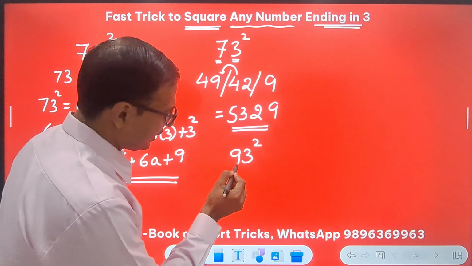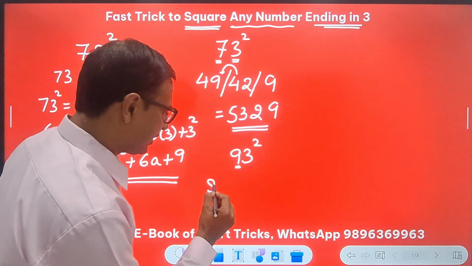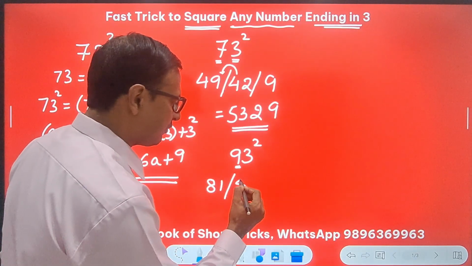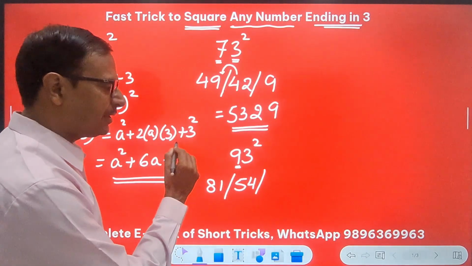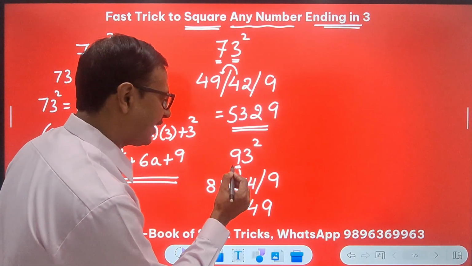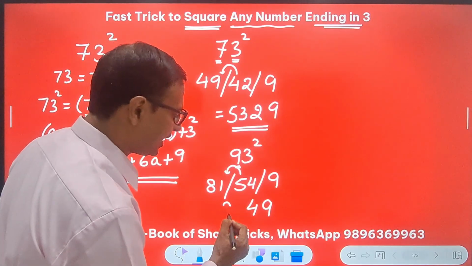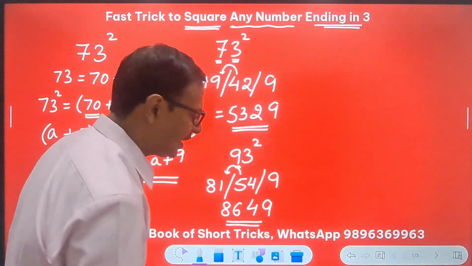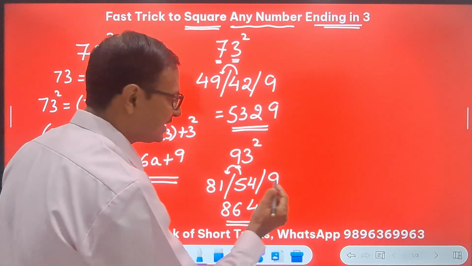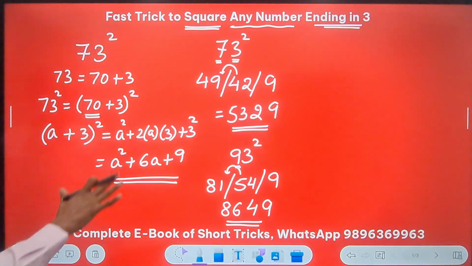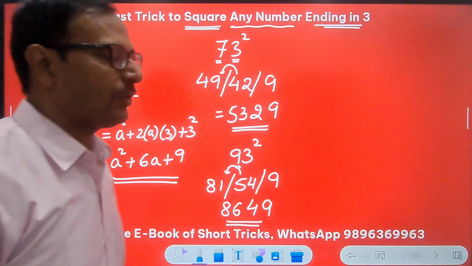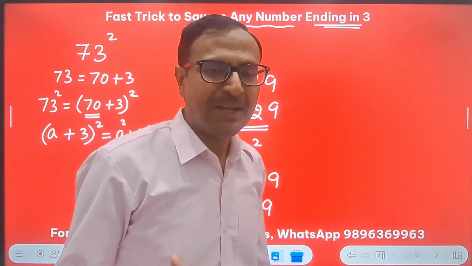Okay. So a square, 9 square is 81. 6a, 6 times 9 is 54. And finally the 9. So the 9, 54 means 4, 5 carried, so 81 plus 5 is 86, and here you have the answer 8649. So where from am I getting these steps? I am getting these steps through a logic. So in mathematics there is a logic for everything, and nothing works without any reason.